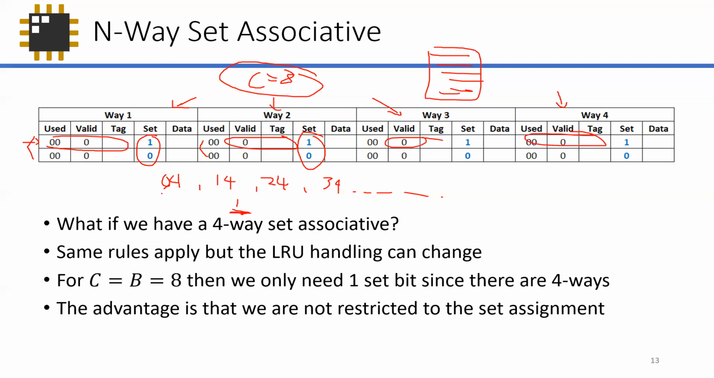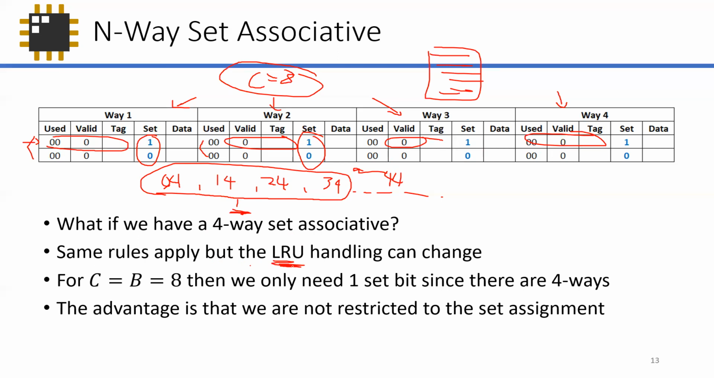Any of those. So if I'm going to place 0 4, 1 4, 2 4, and 3 4 all in the cache, they can exist at the same time in the cache. Okay, so that's not a problem. Now the same rules apply for, let's say, what happens if there's a 4 4 and you don't know where to put it. The same rules apply wherein you have to use least recently used handling.